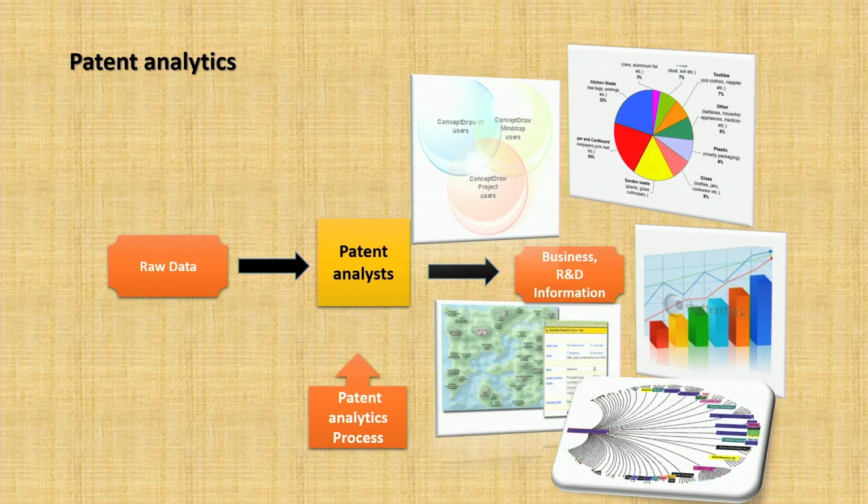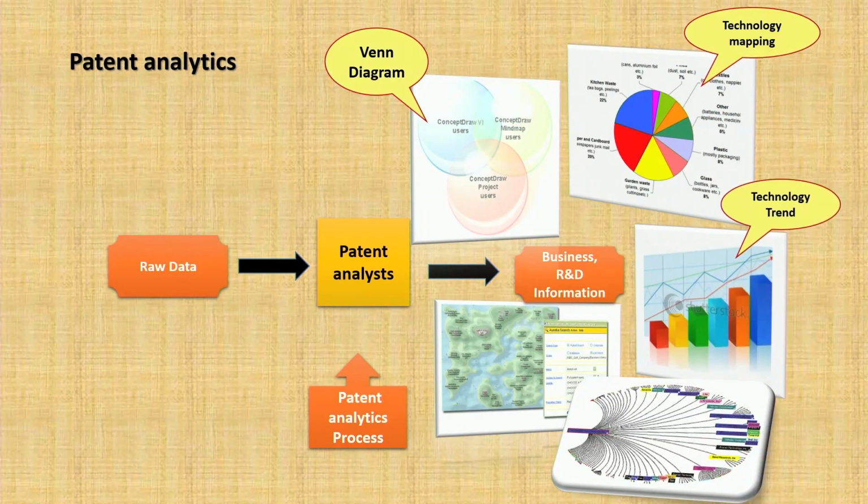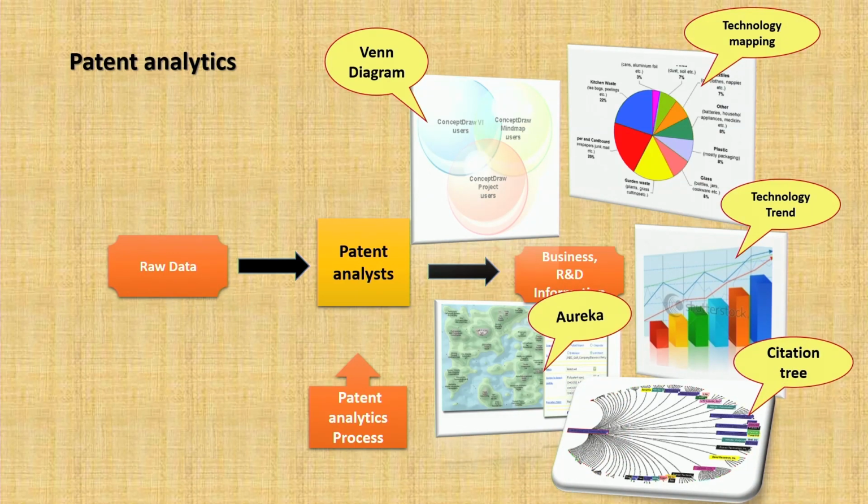Now, once you have pulled the data in an Excel sheet or any format you are comfortable with, the process of analysis starts. Thus, from raw data, relevant data is pulled and analyzed. Analysis may be presented in the form of a Venn diagram, technology mapping, technology trend analysis, Orbit mapping or themescape mapping, anything depending on the patent database you are using, or if you are creating the report manually, and the citation tree. These are a few representative examples shown in this slide. There are many more ways to represent the data, and it depends on the objective of the activity.